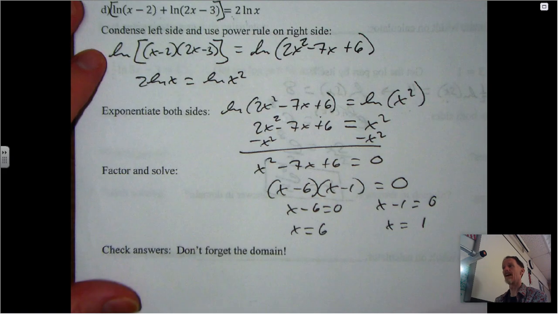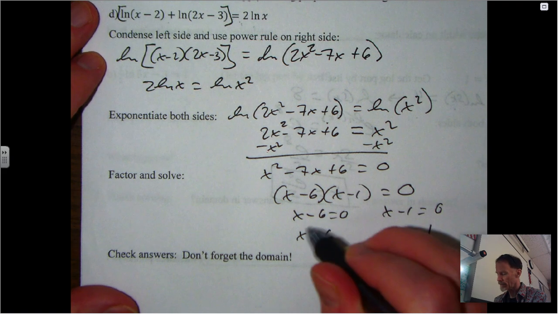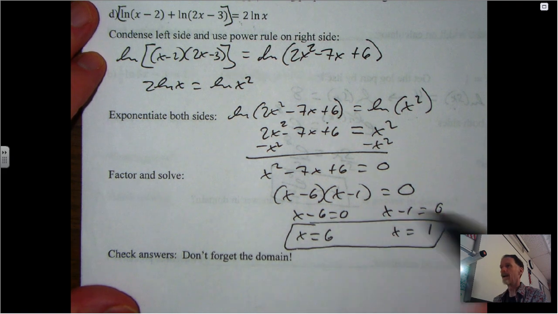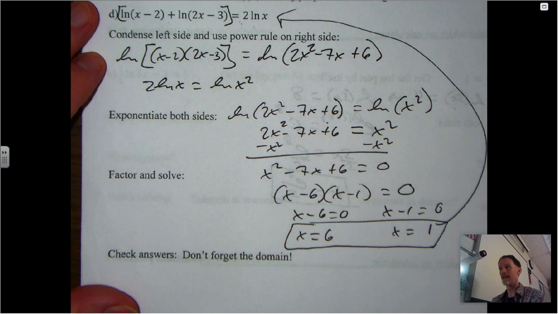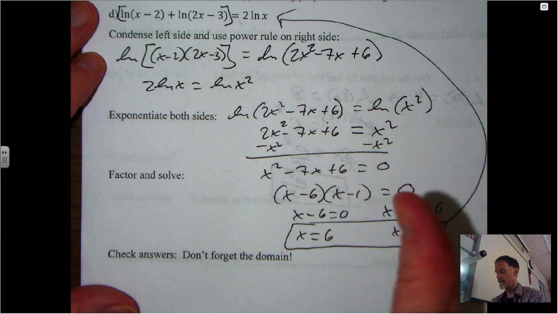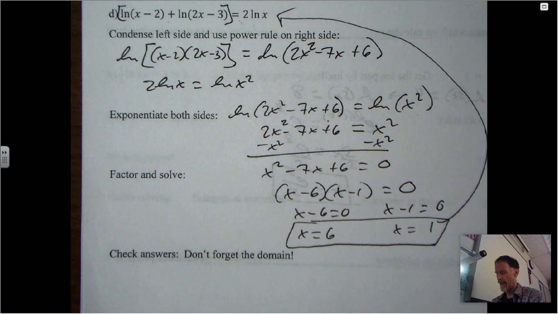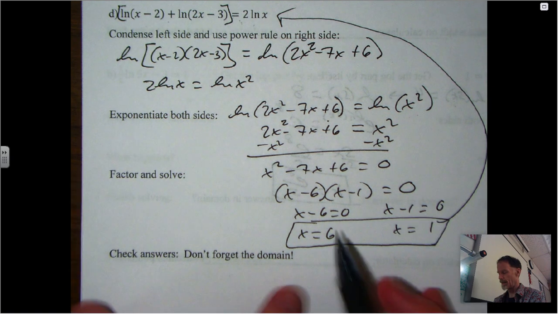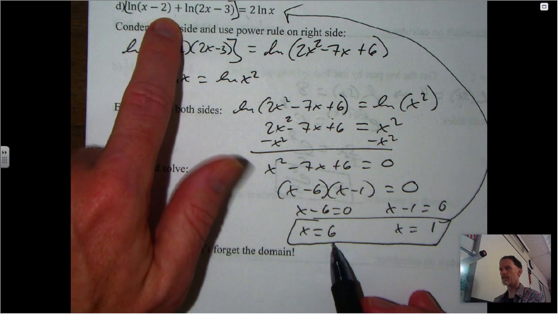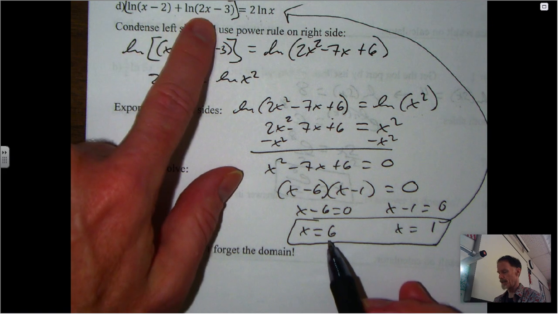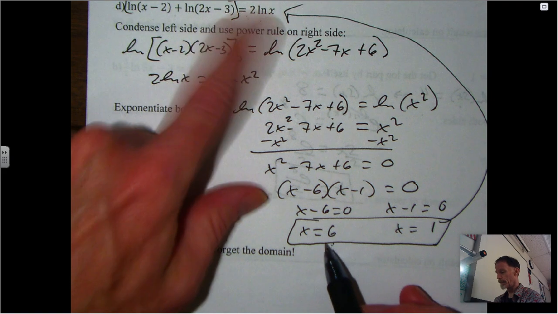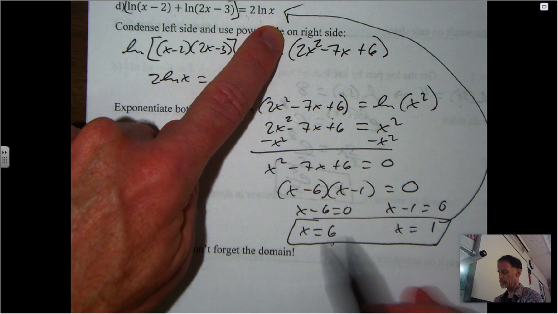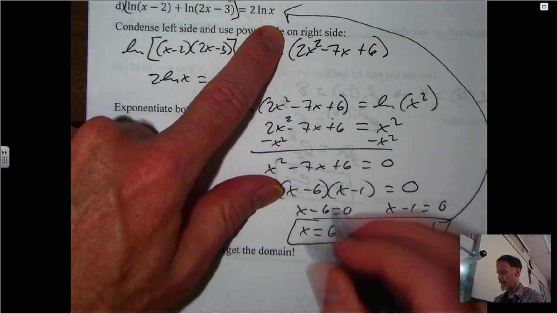Okay, now here's the catch. On these questions, it is really important that we take these solutions and go back to the original function and make sure that they are in the domain. Because remember, the argument of a log function has to be greater than 0. So if I plug in 6 to the first one, 6 minus 2 is 4, it's okay. If I plug it into the second one, 2 times 6 is 12 minus 3, it's okay. And the last one, 6, obviously that's greater than 0 too, so that one checks out, that's a good solution.